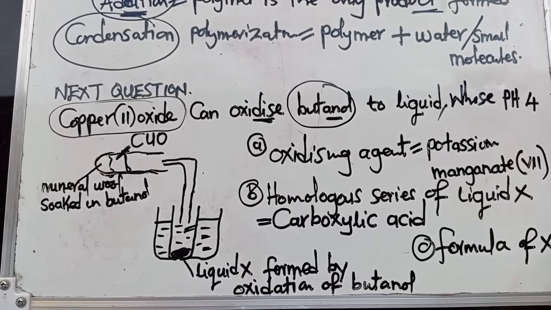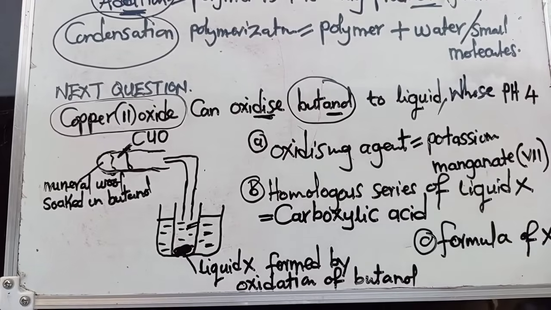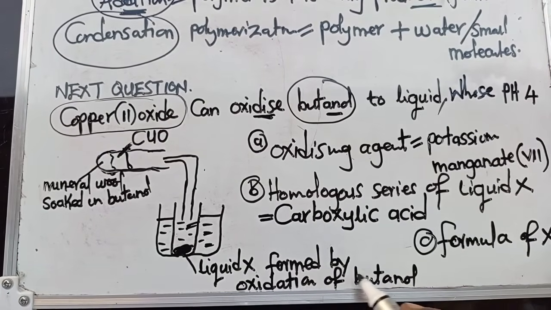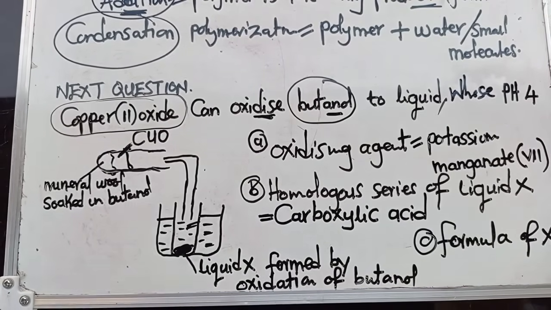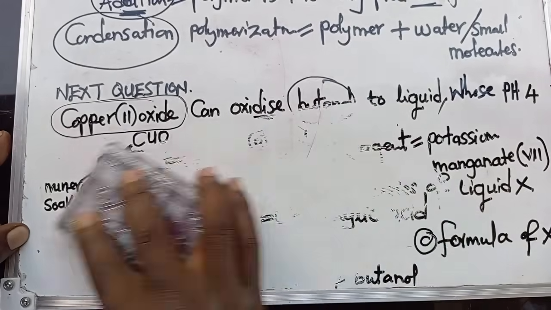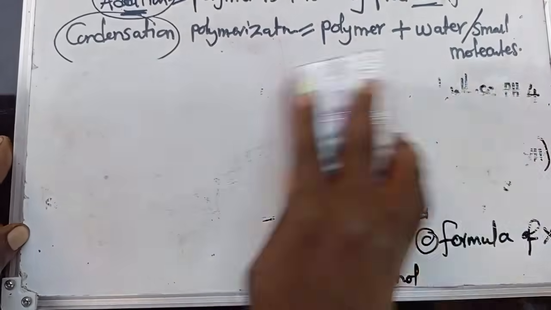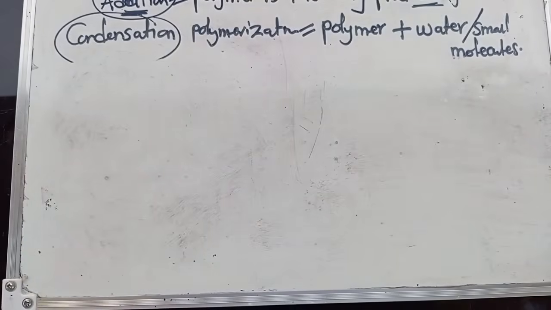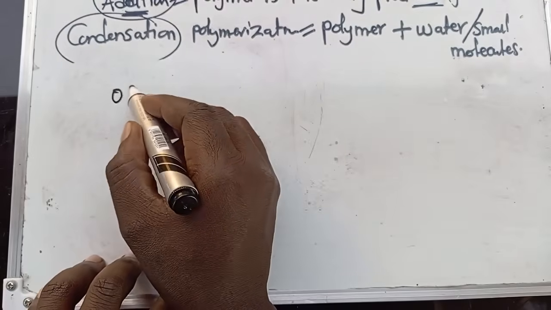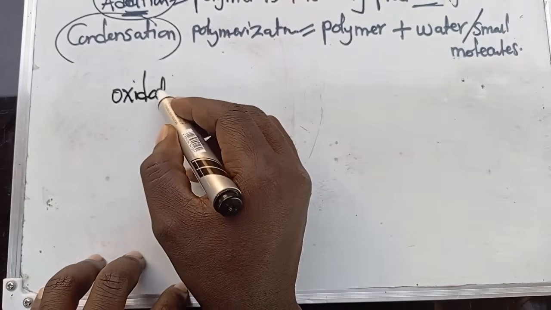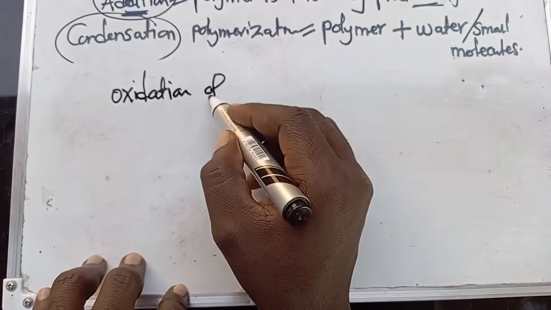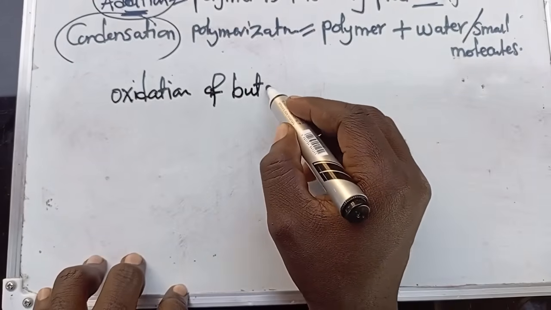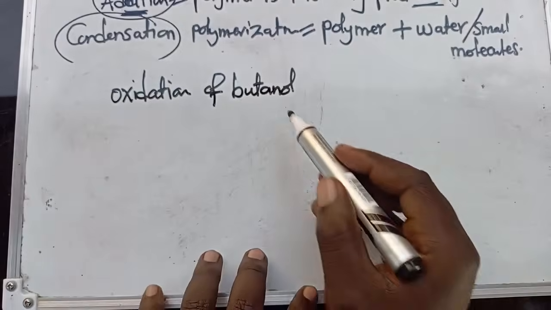Okay, so let us now look at the formula of X. What is this formula of X? This is now oxidation of butanol. So I'm going to lab this part so that you understand clearly what I'm teaching here. Liquid X is formed via oxidation of butanol. So we are talking about butanol.